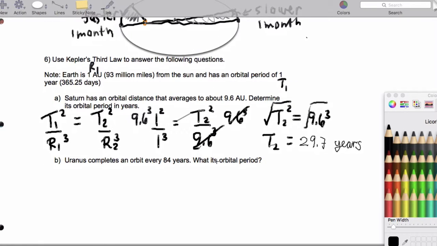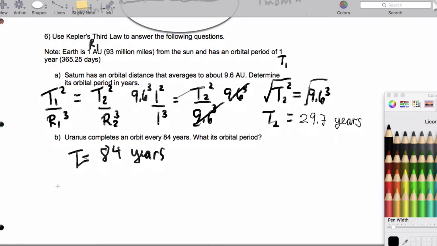All right. Now, I kind of did this one wrong. I said Uranus completes an orbit every 84 years. What is its orbital period? That's going to be, well, that was silly, 84 years. Sorry about that. Do me a favor, though. See if you can prove that the orbital distance, I believe you should get around 30 astronomical units. See if you can prove that, and then show that to me.